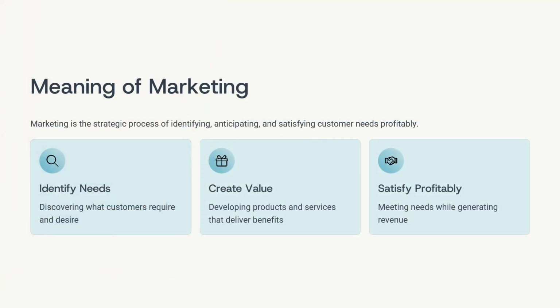First, let us understand the meaning of marketing. Marketing is the process of identifying, anticipating and satisfying customer needs profitably. In simple words, marketing means understanding what customer needs, creating products that give them value, and satisfying those needs while earning profit. Marketing mainly involves three things. First, identifying customer needs. Second, creating value through products or services. And third, satisfying those needs profitably.